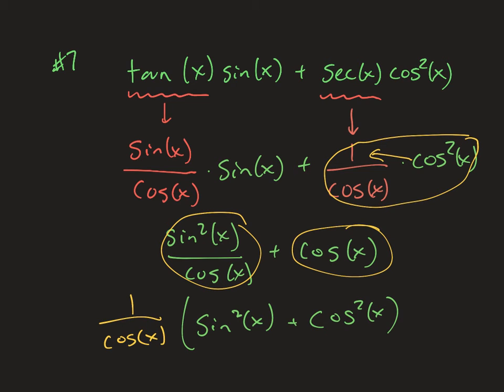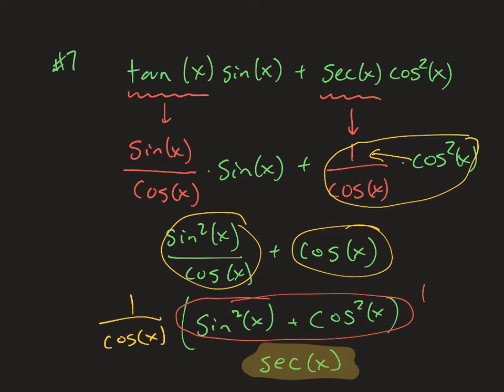And then this is our Pythagorean identity, so this is just a 1, and this ends up being 1 over cosine of x, which is secant of x. So the entire expression simplifies to secant of x. We used some reciprocal identities up here, and we used our Pythagorean identity right here. And the simplified form is just secant of x.